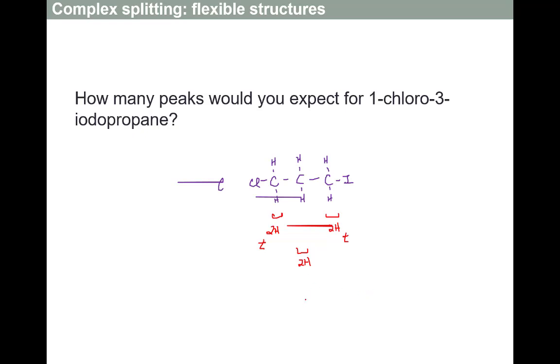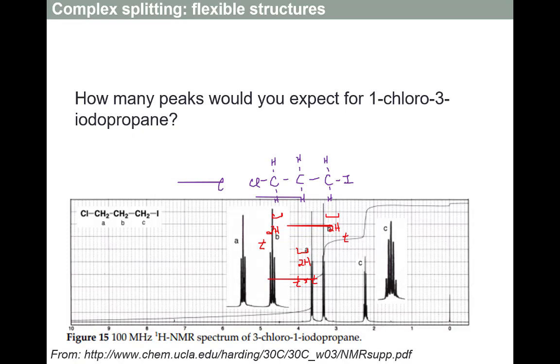Then in the middle, splitting to the left pair of hydrogens should give me a triplet, but splitting to the 2 different hydrogens on the right should give me another triplet. So I should expect a triplet of triplets, or what would look like effectively 9 peaks. And so let's see what this looks like. Here is our actual spectrum. Let me clear my ink off of here.